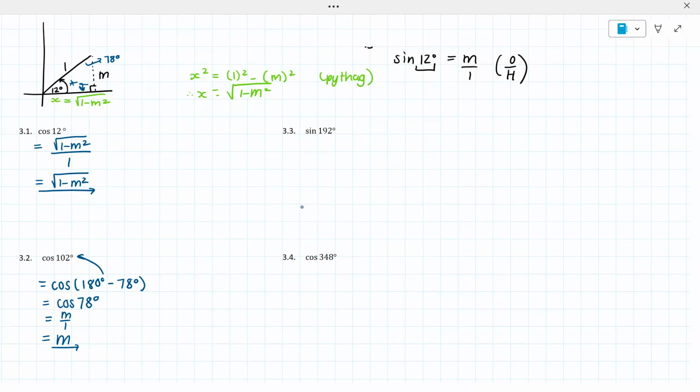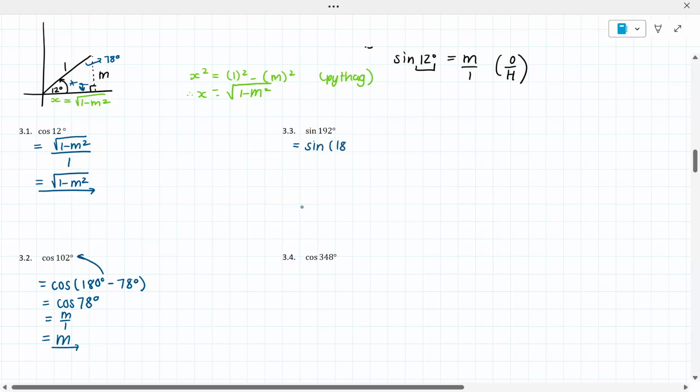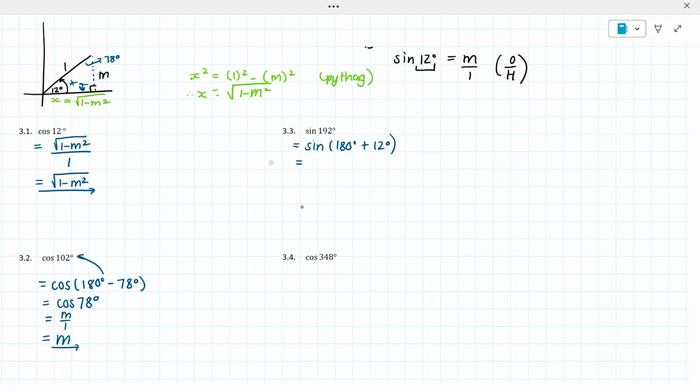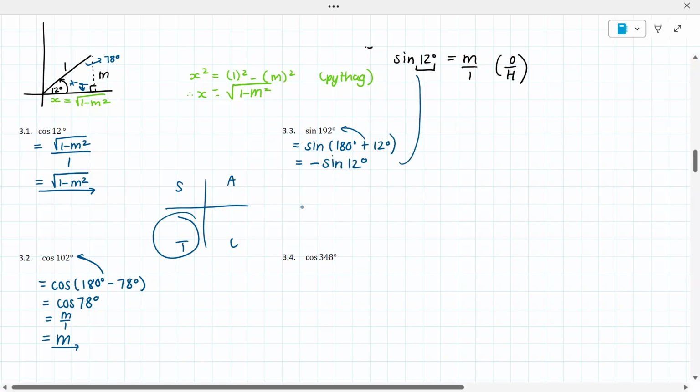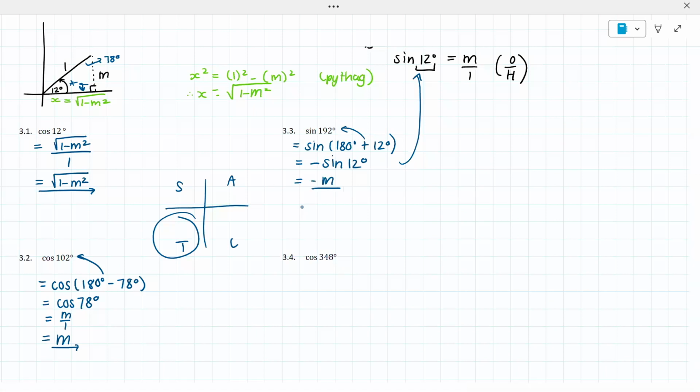So now when it comes to 3.3, it's the same thing. I don't have that angle in my triangle. So how can I use a reduction? If I take sine of 180 plus 12 degrees, that will give me the 192. Now remember your reductions. You have to think about your quadrants. So 180 plus is quadrant 3. That's where sine is negative. So we're working with negative sine 12. Now remember, you were given positive sine 12 is equal to m. So negative sine 12 is negative m.